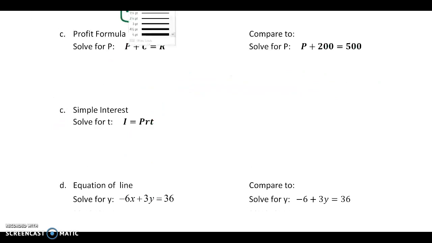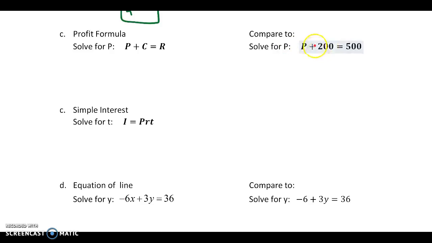Okay, let's try a different kind of equation with the same idea. So in this case, we're going to deal with our profit formula. Although it looks kind of different, which we'll get to in a second. But before we get there, let's start with a numeric answer and remember what we would do here. So if I want to solve for P, I have to get rid of everything that's bothering the P. So right now we have P plus 200.